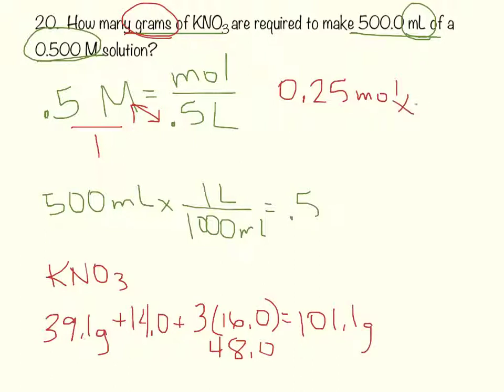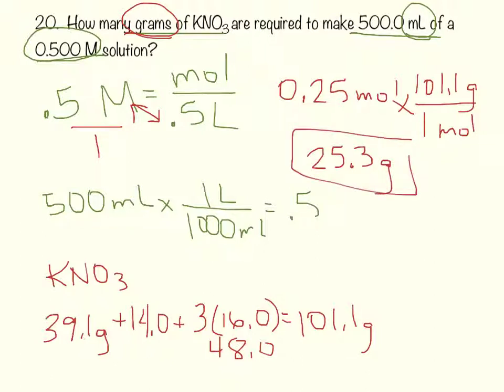So, going back up to this mole problem, 1 mole is 101.1 grams. 0.25 times 101.1 is 25.3 grams of KNO3. So if we were actually making this solution, we would add 25.3 grams of KNO3 to enough water to make 500 milliliters total of solution, and the solution would then be a 0.500 molar.